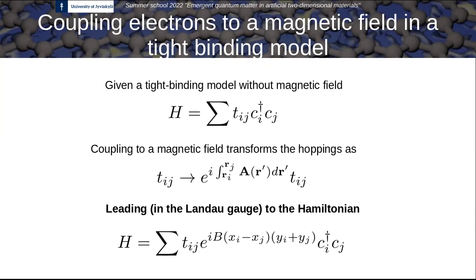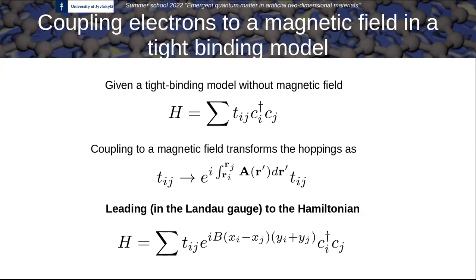This is just the final transformation that you get once you think about how it affects the hoppings. So in short, if you want to compute a certain tight-binding model, as we have been doing for different types of materials, both for magnetic materials, let's say superconductors, and of course now topological insulators, the only thing that you have to do is to add, let's say, this specific phase.